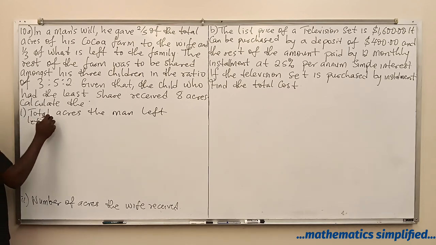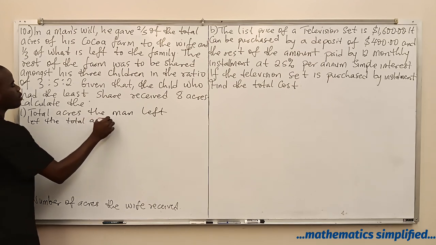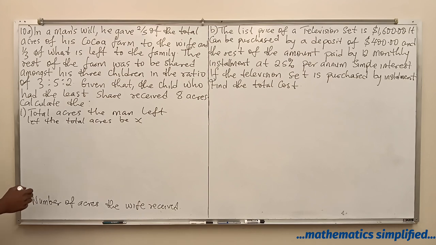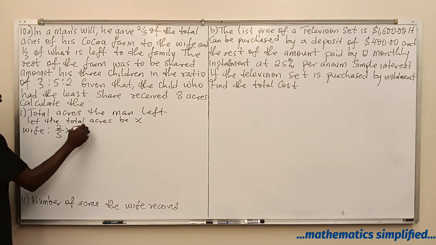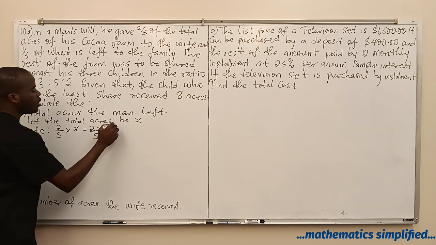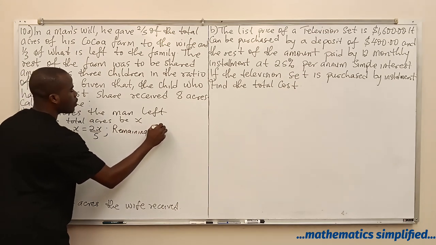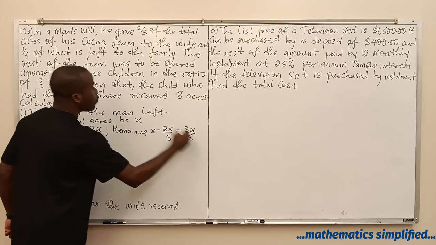So let's start by saying, let the total acres be X. He gave 2/5 of the total acres of his cocoa farm to the wife. So the wife received 2/5 times X, which is 2x/5. And after receiving this, it will be remaining X minus 2x/5, which is 3x/5.